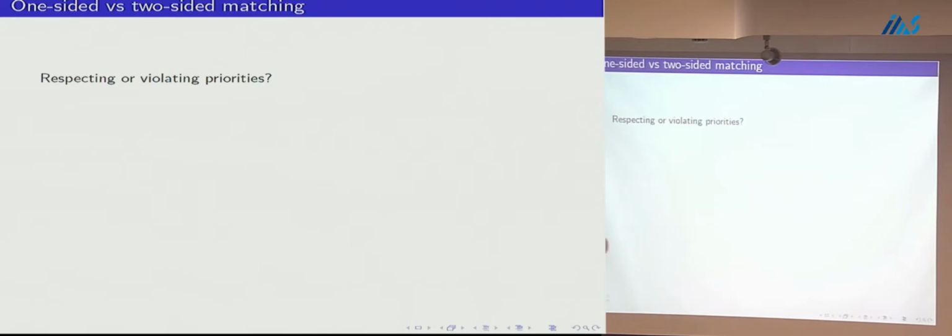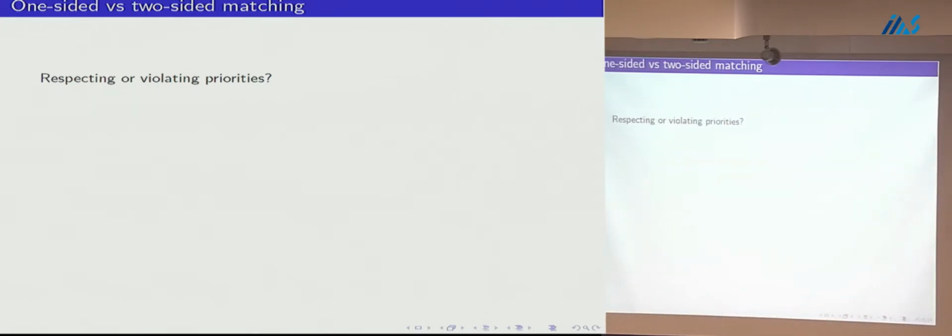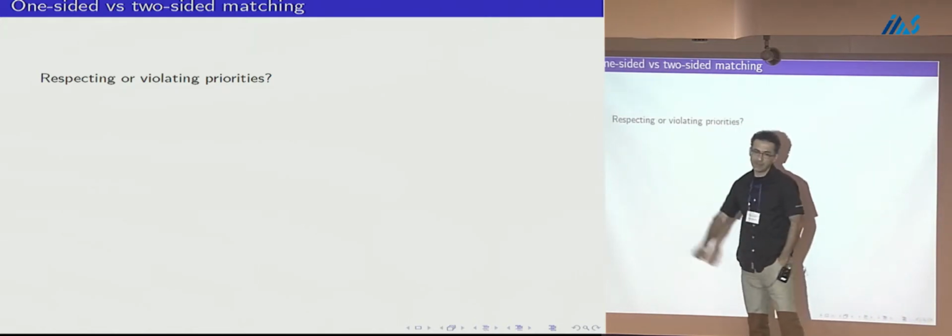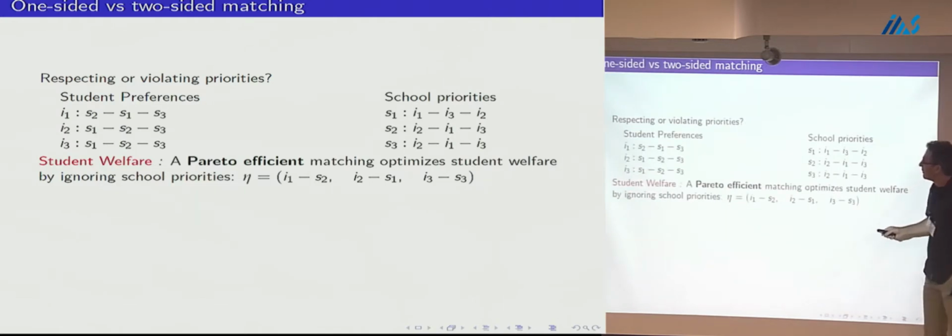So, given that, the next question is what to do with priorities. Why do we have those priorities there? This is the one that's going to determine whether the market is a one-sided or two-sided matching, and we are going to see some applications of that.